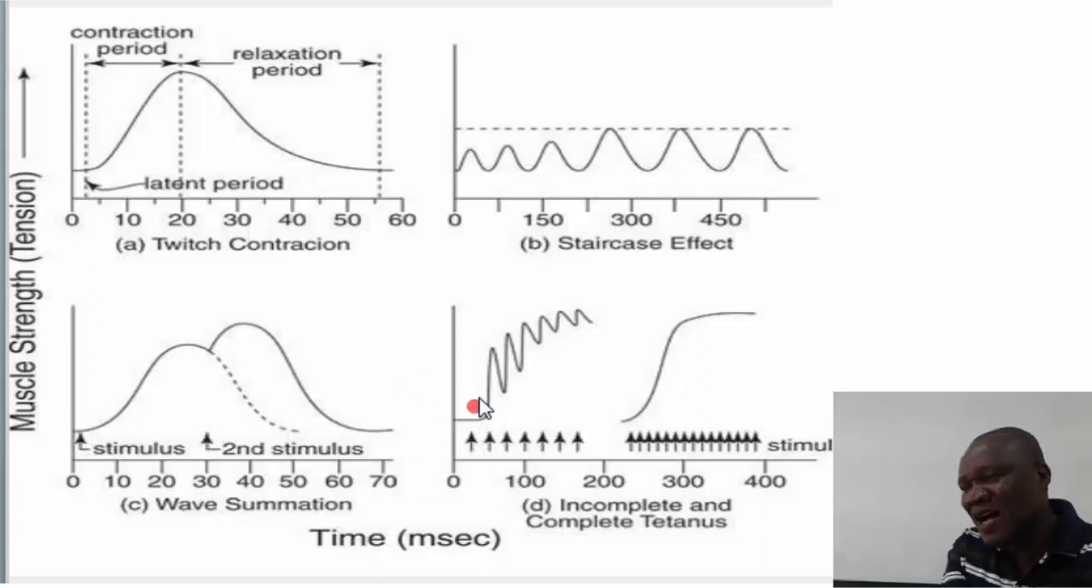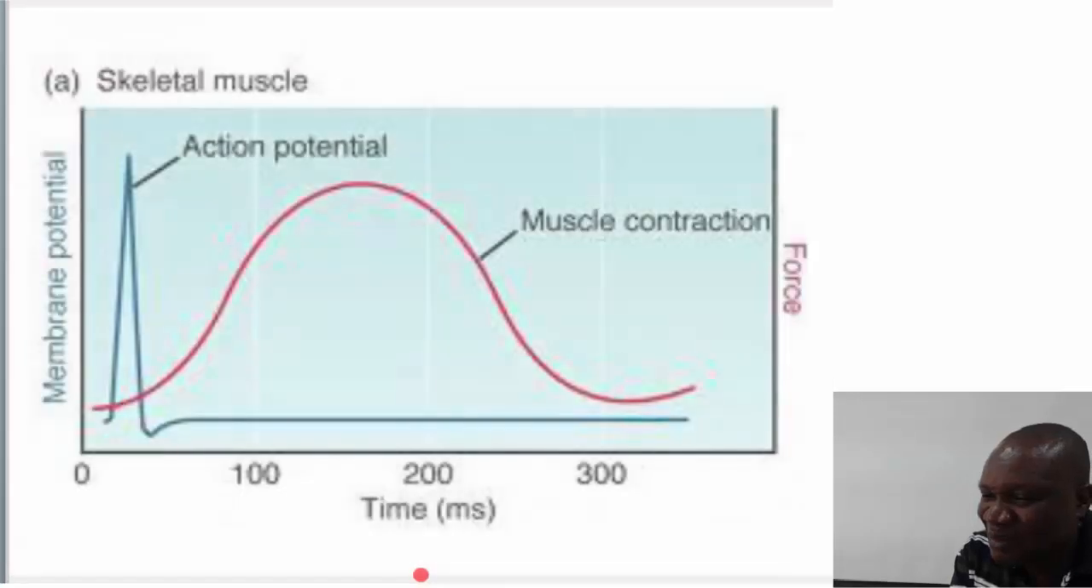So we see incomplete tetanus and the complete tetanus. The tension developed by a complete tetanus is 4 times that developed by a single twitch. So we see our summation, and summation is due to the fact that the action potential of the muscle is much faster than the contractile response.